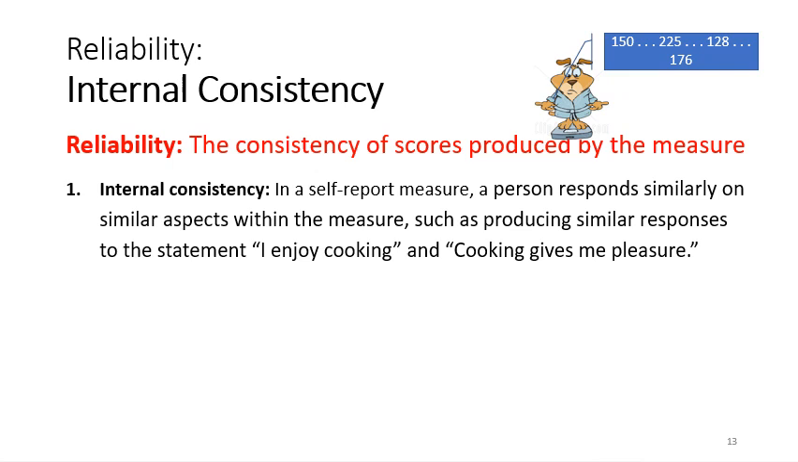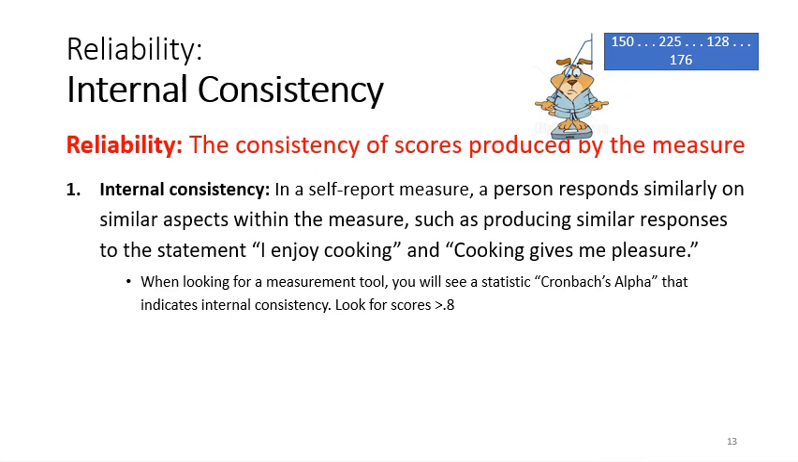So internal consistency. I'll read to you what I have here and then explain it in my words. In a self-report measure, a person responds similarly on similar aspects within the measure, such as producing similar responses to the statements, I enjoy cooking and cooking gives me pleasure. So if we have a number of items measuring one construct, we would expect that an individual's scores would tend to be on the higher end in all of the items within the scale. And so this is called the internal consistency of a self-report measure.